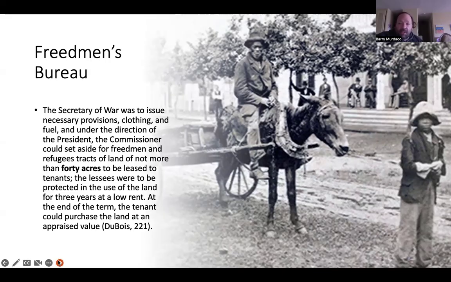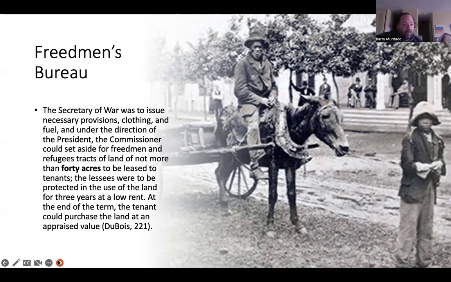He talks about the establishment of the Freedmen's Bureau after the Civil War, which was meant to oversee Reconstruction in the South. Now, again, this was carried out through the military occupation of the South by the Northern Army. The Secretary of War was to issue necessary provisions, clothing, and fuel under the direction of the president. The commissioner could set aside for freedmen and refugees tracts of land not more than 40 acres, the famous phrase 40 acres and a mule, to be leased to tenants. The lessees were to be protected in the use of land for 3 years at a low rent.